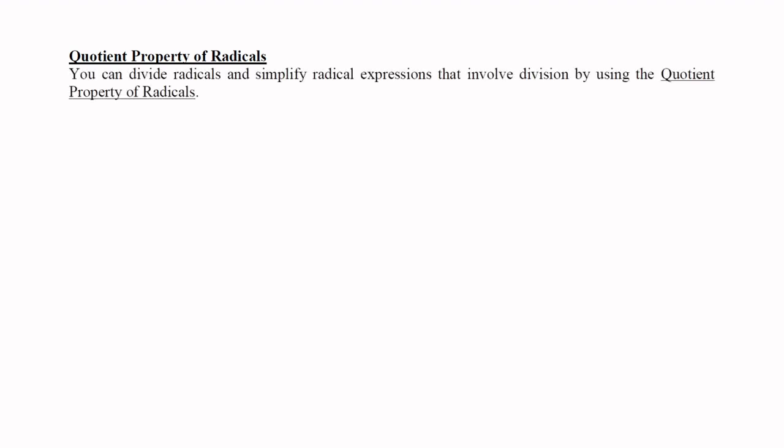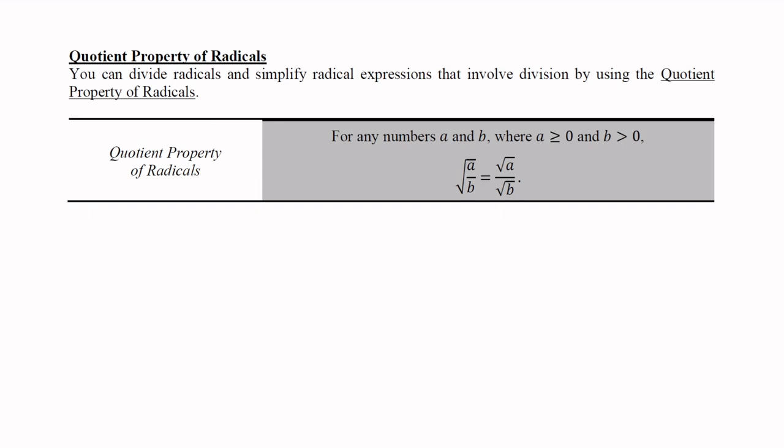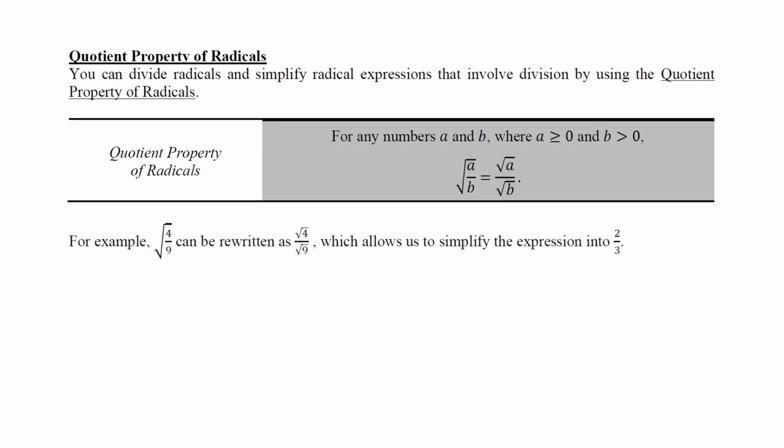You can divide radicals and simplify radical expressions that involve division by using the quotient property of radicals. For any numbers a and b, where a is greater than or equal to 0 and b is greater than 0, you can take a fraction underneath a radical symbol and split it into two radicals that are being divided by each other. For example, if we have the square root of 4/9, we can rewrite it as the square root of 4 over the square root of 9, which allows us to simplify the expression into 2/3.